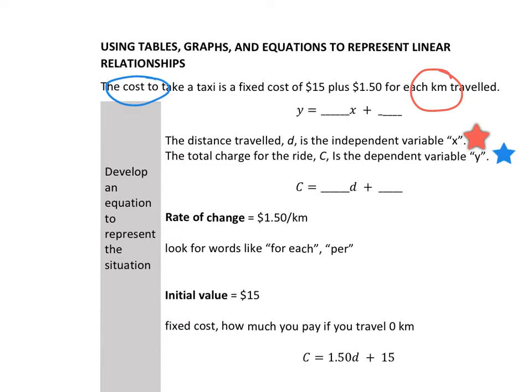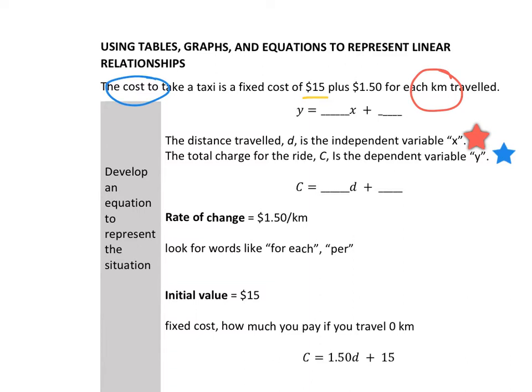The two numbers that you see there are going to be the two values that we're going to use in our equation. When given a description in words, the initial value will be the fixed cost or the starting or beginning value. In our scenario, the customer must pay an initial fee of $15. Even if they travel 0 kilometers, they must pay $15.